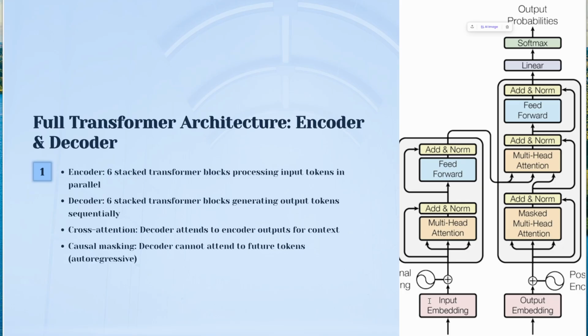Here you can't see it in the image, sorry, my poor editing. The original transformer has six of these encoder transformer blocks processing inputs in parallel, and six decoder transformer blocks generating output tokens sequentially. The decoder differs from the encoders in the sense that we also have cross attention, where the decoder attends to the encoder outputs as well for context, and there is also causal masking.